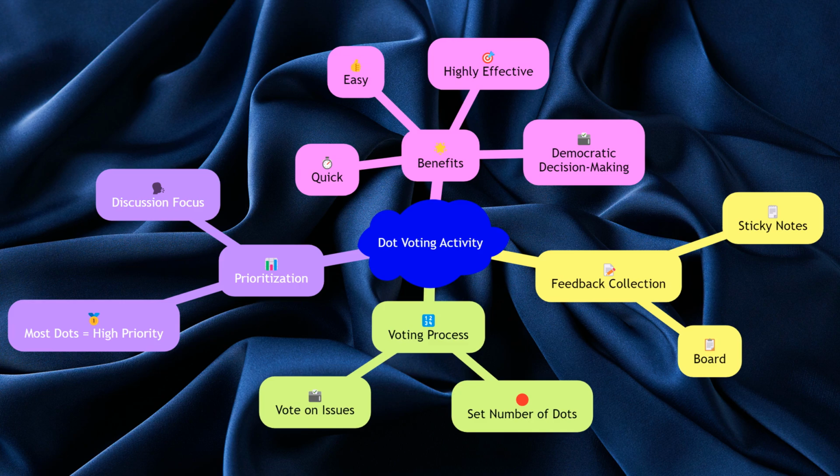Participants write down their feedback on sticky notes and place them on a board. Each team member is given a set number of dots, e.g., stickers, to vote on the issues they consider most important. The issues with the most dots are prioritized for discussion. This activity ensures that the team's most pressing concerns are addressed and encourages a democratic approach to decision making. The dot voting activity is quick, easy, and highly effective.